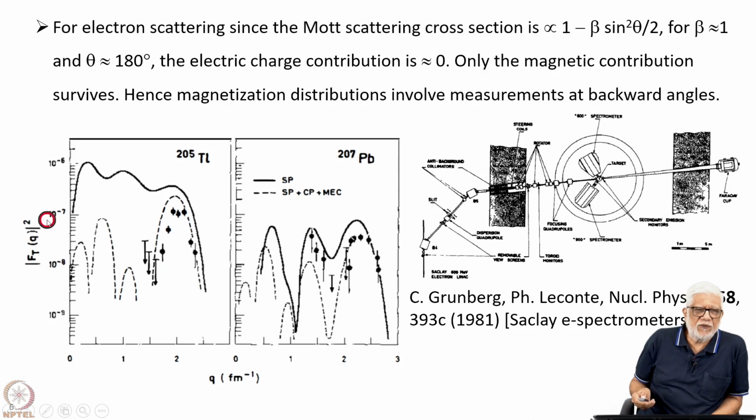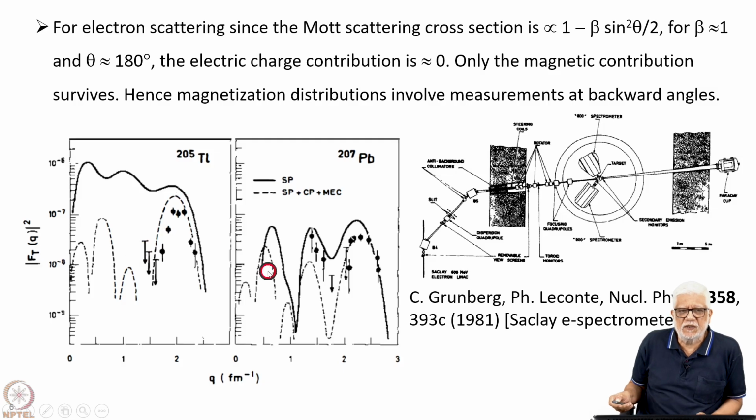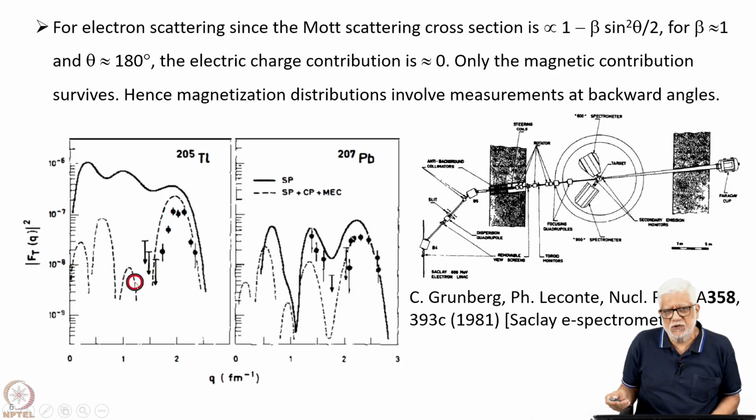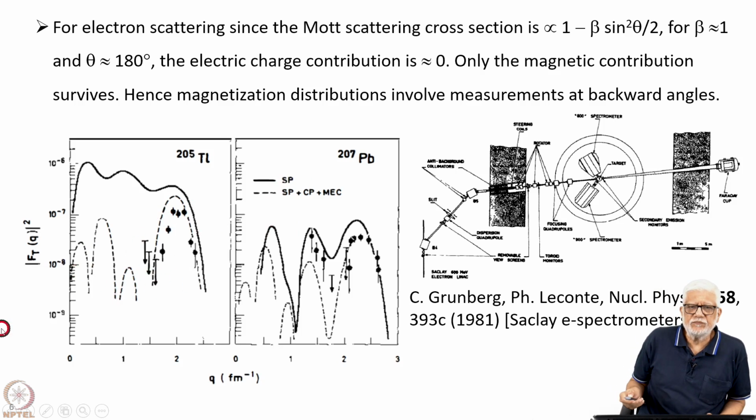So, this is the transverse form factor, which is like the magnetization contribution, as a function of the momentum transfer q, and you can see that this tells you about how the magnetization distribution is in a nucleus like 205 thallium, or it could be different in the case of 207 lead. And then these full lines and dashed lines are various calculations, which are single particle, or then there are higher order effects like the meson exchange current and so on. In any case, this gives you the magnetization distribution, which can then be compared with the theory.